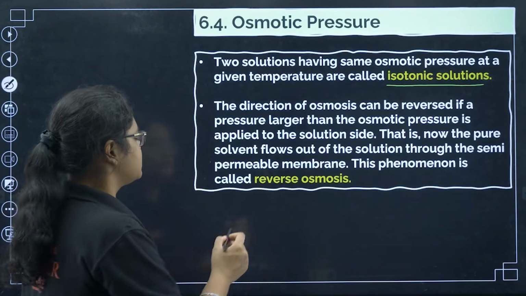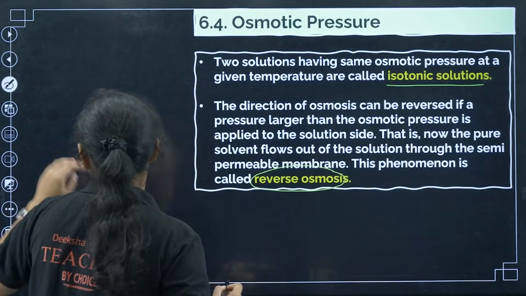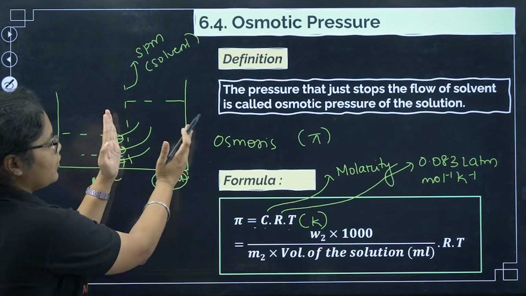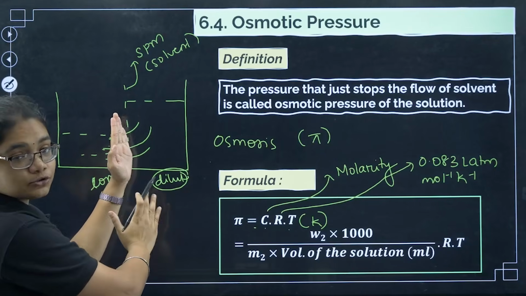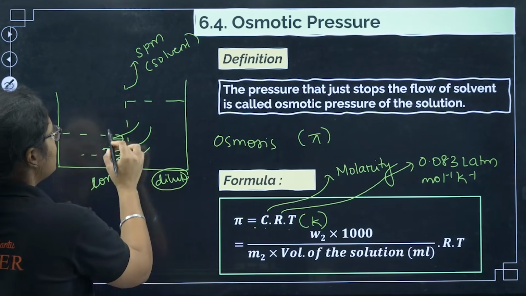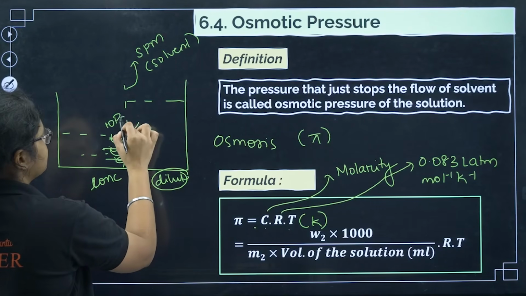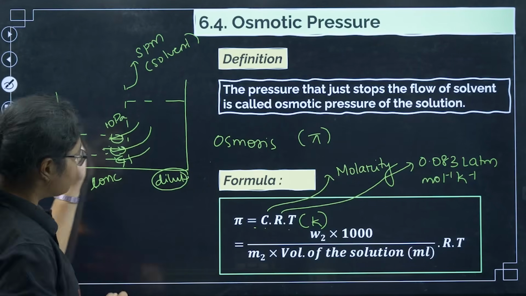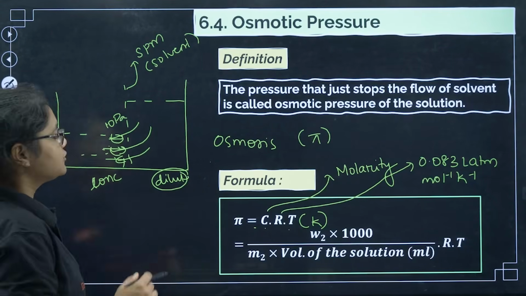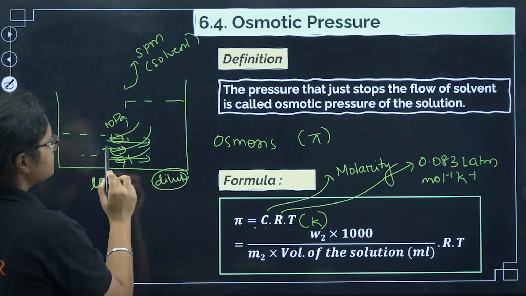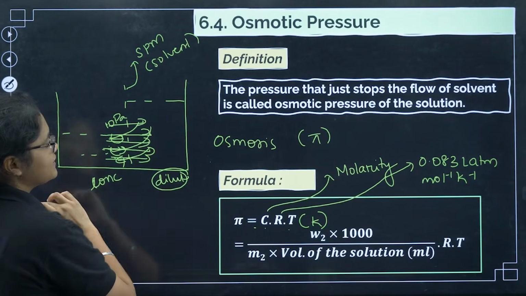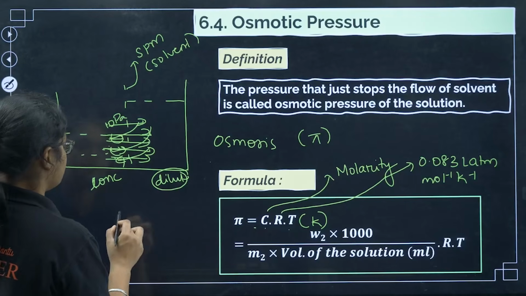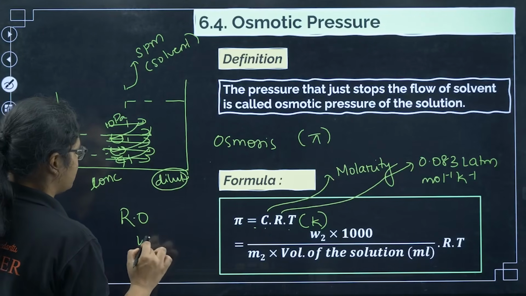Now we have another concept, reverse osmosis. See, if you apply pressure exactly equal to the osmotic pressure, then osmosis will stop. But what will happen if, for example, the osmotic pressure is 10 Pascal and you apply 50 Pascal on this side? The solvent particles from this side will start flowing in this direction. Reverse osmosis will happen, and that is what we use as RO purified water.